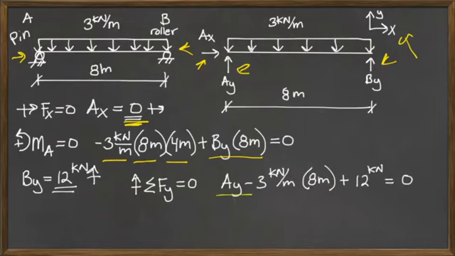We're solving for AY, the only unknown left, summing the forces in the Y. AY equals 12 kilonewtons.